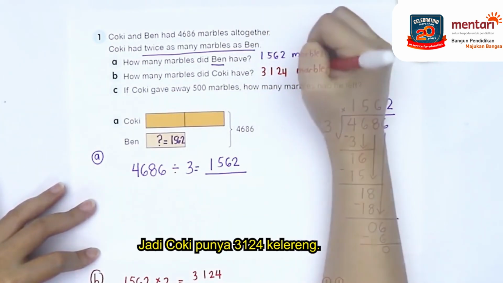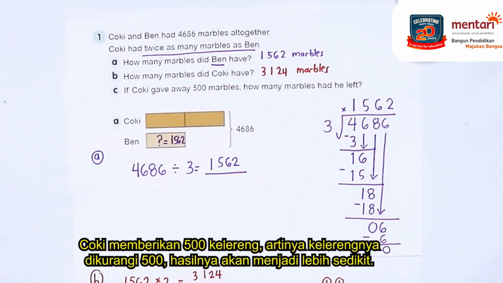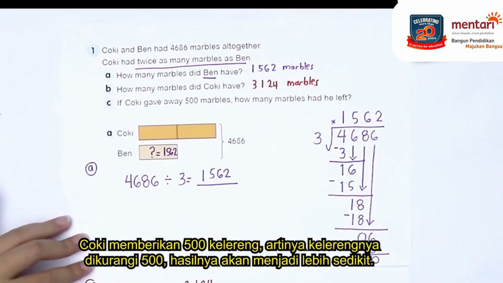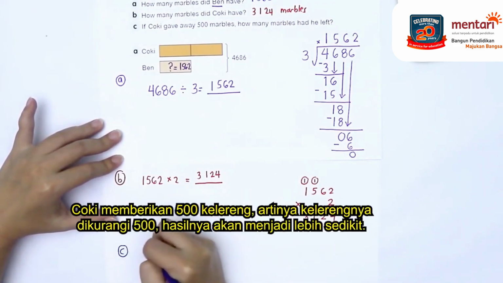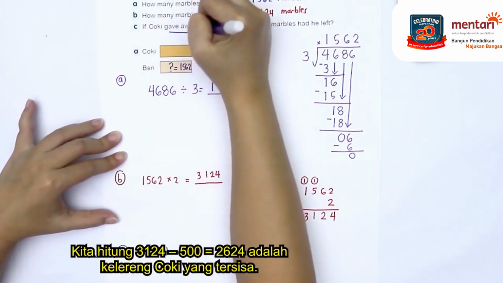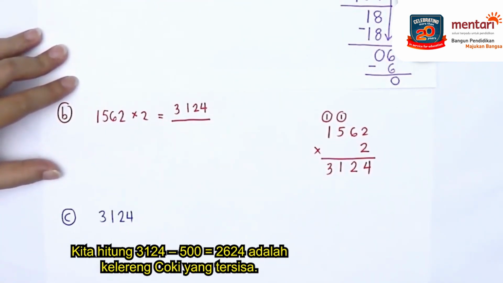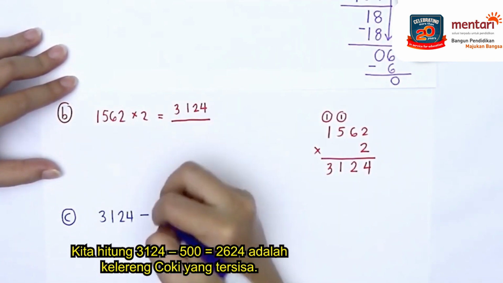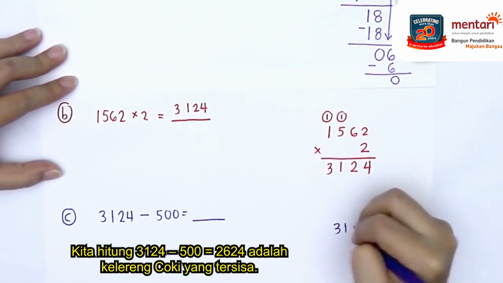So, Koki has 3,124 marbles. Now we are ready to answer letter C. If Koki gave away 500 marbles, how many marbles had he left? Do you know the number of marbles of Koki? He got 3,124. What did he do? He gave away 500. Therefore, the number of marbles becomes more or less? It will become less. So we need to subtract. What's the answer? Let us do our working on the side.